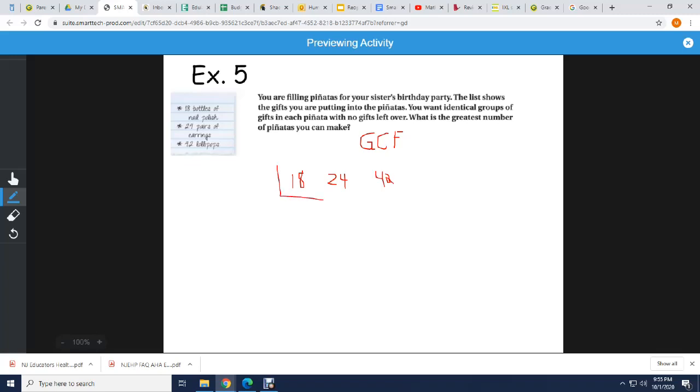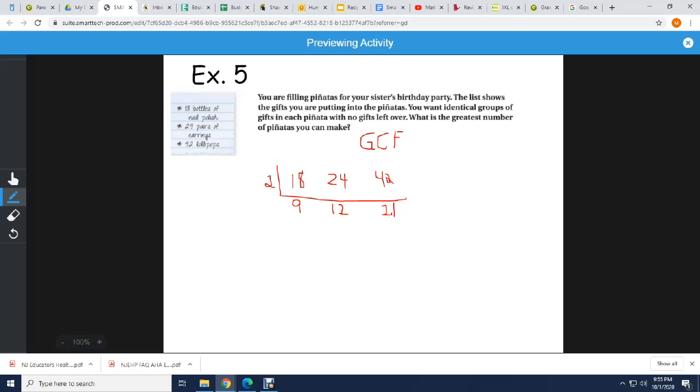Right? And now I draw my first layer of cake. And in this cake, I gotta look, what goes into 18, 24, and 42? Well, 2 is definitely a number that goes into all. They're all even. So that's the first thing that jumped out at me, so that's what I went with. 9, 12, and 21.